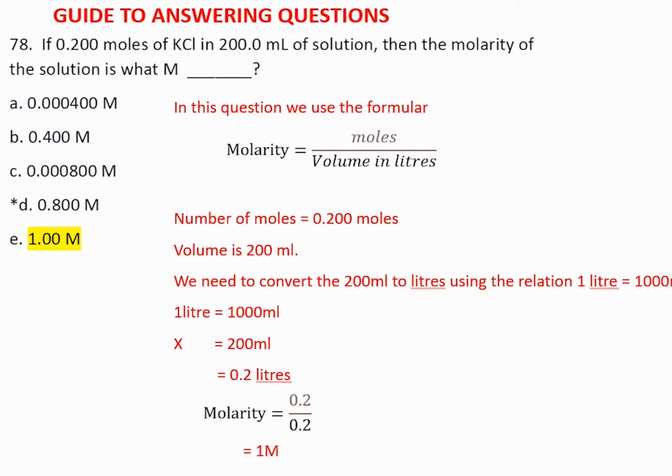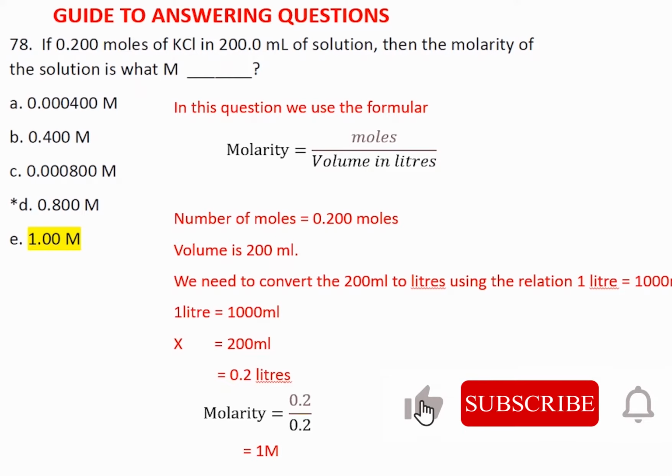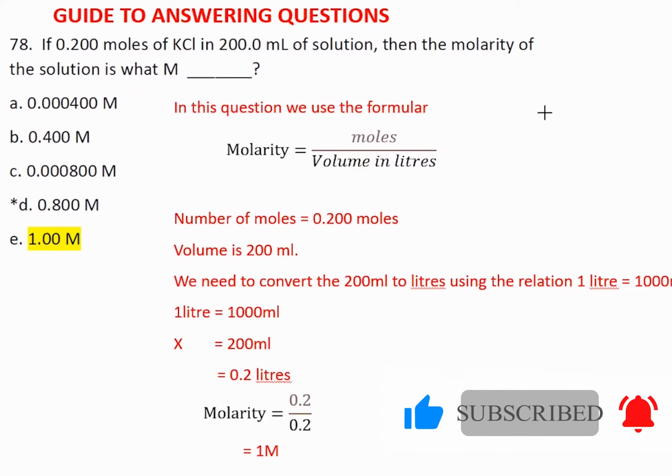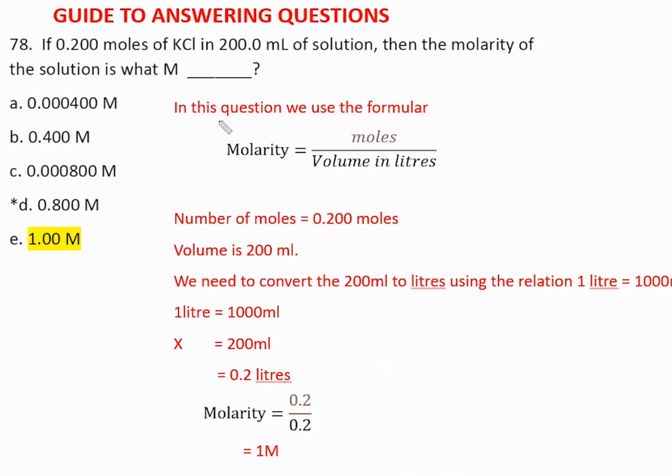In question 78, you're required to calculate the molarity of the solution. In this question, you're going to use the formula molarity is equal to moles divided by the volume in liters. In the question, you've been given the number of moles as 0.02 and the volume as 200 ml. We need to convert 200 ml to liters.